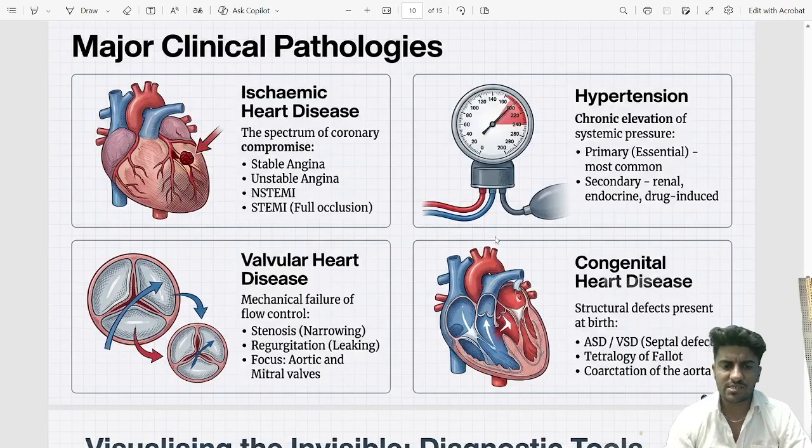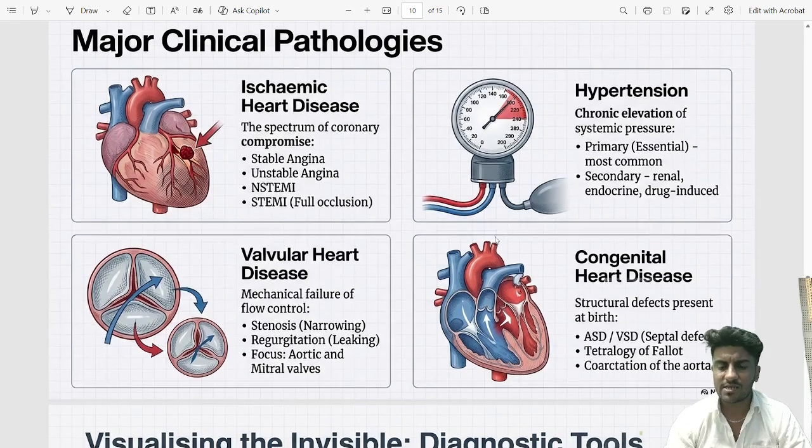So valvular diseases involve stenosis, stenosis means narrowing, and regurgitation, either backflow or leakage. Congenital heart diseases involve atrial septal defect or some VSD, tetralogy of Fallot, coarctation, that is, when a child's heart has a hole, right? That is what congenital heart disease is.